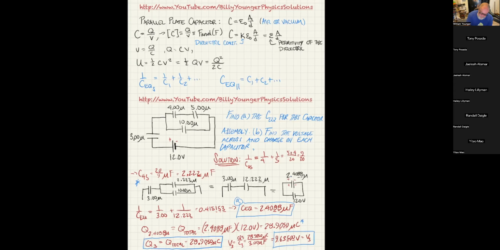Now, that's not the whole 12 volts, which is good, because we wouldn't expect all the voltage to change in that first capacitor with no voltage difference across the rest of them. So it had to leave a little bit. And in fact, what it left was 12 minus 9.635. So that's what I did. I said 12 minus 9.635 would be the voltage on the top side of the 3 microfarad capacitor. And that, of course, is the same as the voltage on the left of the 4 microfarad and on the left of the 10 microfarad.